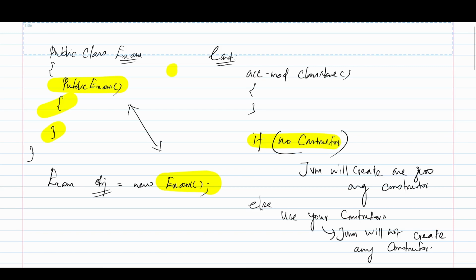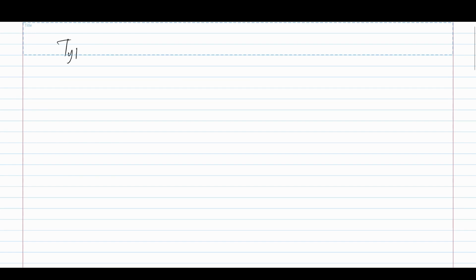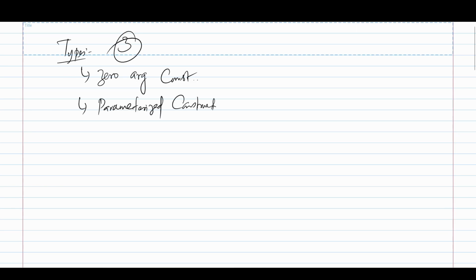Fine. So now we will see how many types of constructors we have in Java. We have three types of constructors. One is the zero argument constructor. The second one is the parameterized constructor. The third one is the copy constructor. These are all the three types of constructors we have in Java.